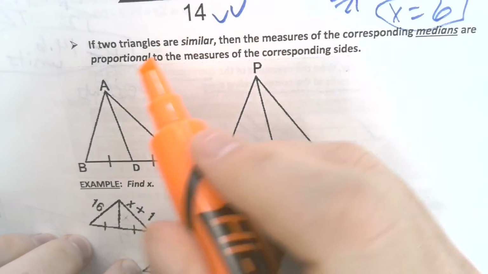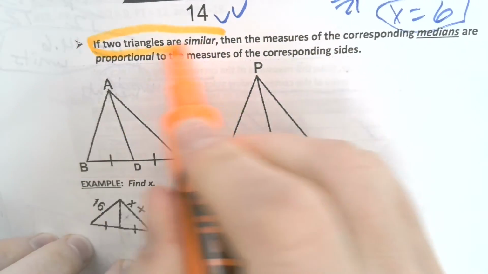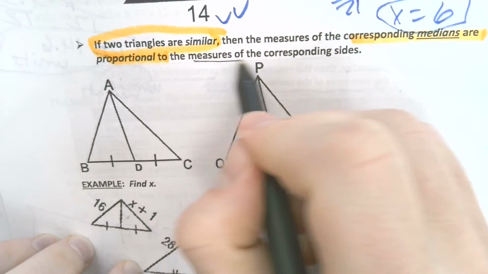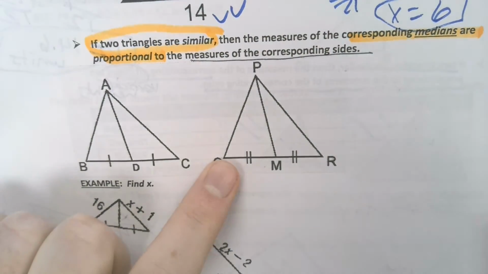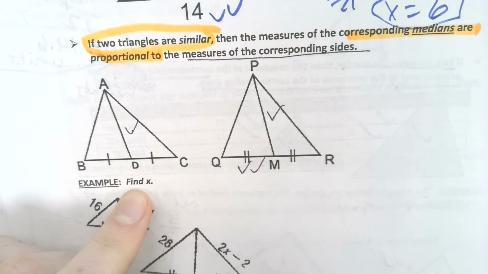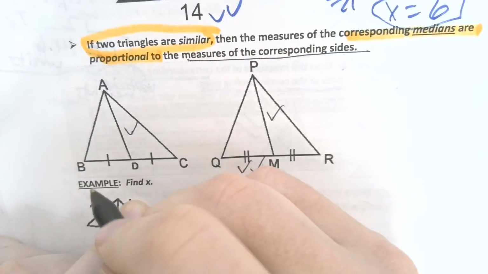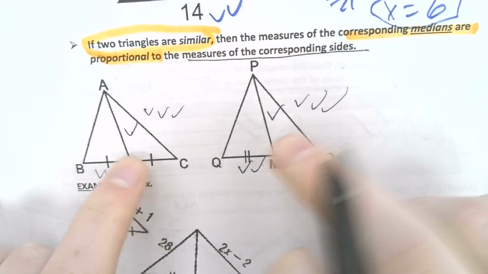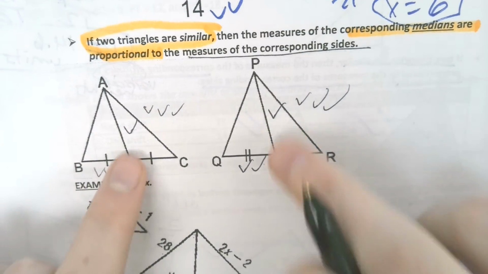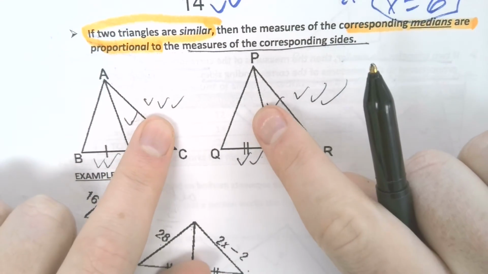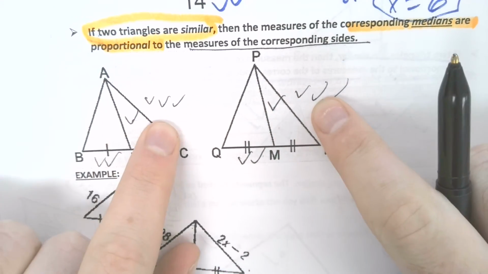If 2 triangles are similar, corresponding medians are proportional, based off the measures of the corresponding sides. All repetition. You guys are seeing how it's going here. We can say these sides or these sides, depending on what we're given. This is the connection we have here. Corresponding medians are proportional, corresponding sides are proportional. Let's see how that works right here.